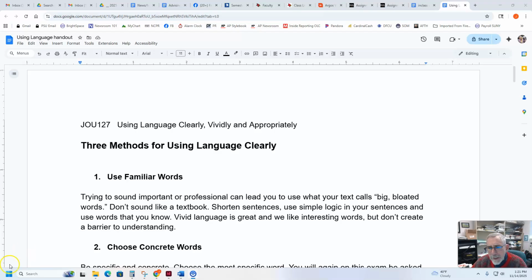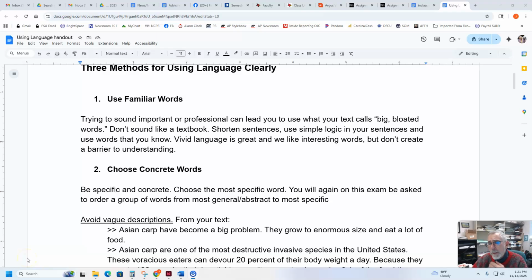And these are some very basic ideas here, right? But they apply to spoken language and written language. It applies to all of your writing, all your speaking. This is especially for writing, I would say, though, because we can take the time to edit and to plan things more carefully. First of all, use familiar words.